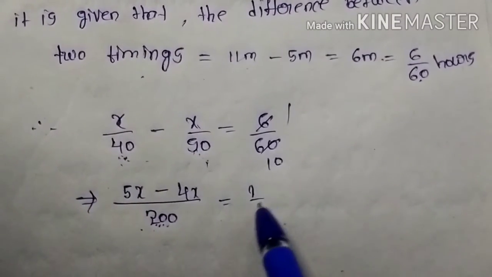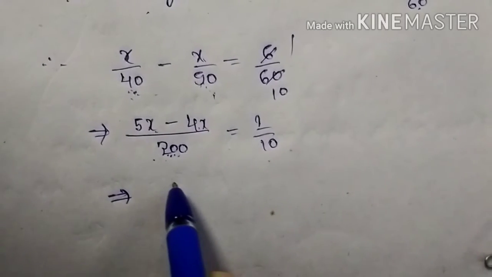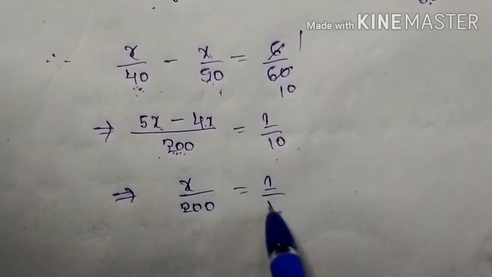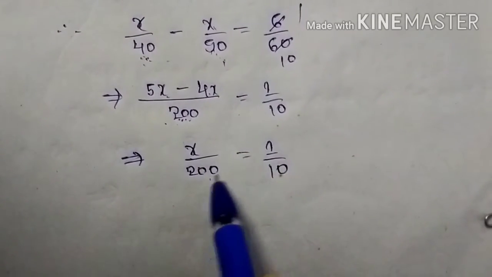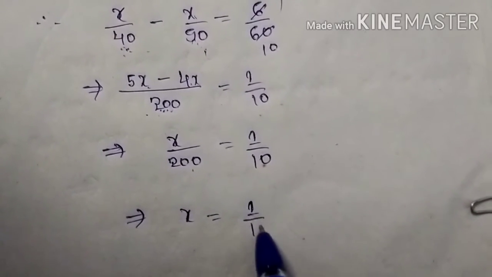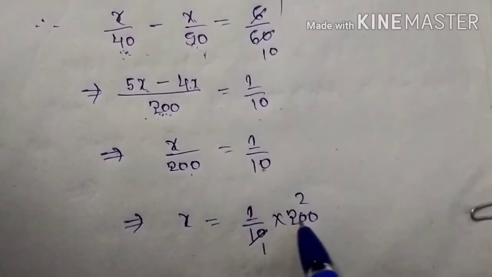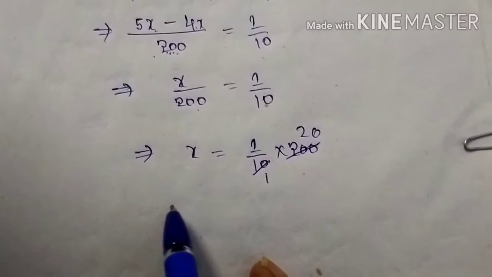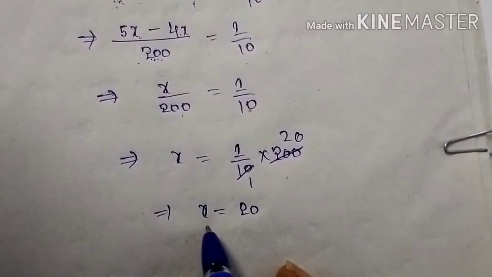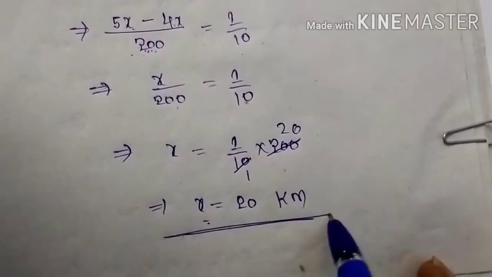That means you can write here 1 by 10. That means you can write here, implies 5x minus 4x is equal to how much? x only, by 200 is equal to 1 by 10. Now you can transpose 200 to RHS. That means you can write here x is equal to 1 by 10 into 200. That means here 10 1s are 10, 10 2s are 20. You can write here 20 times. That means you can write here x is equal to 20. That means here x is which is one here. x means here distance. That means you can write here 20 kilometers.